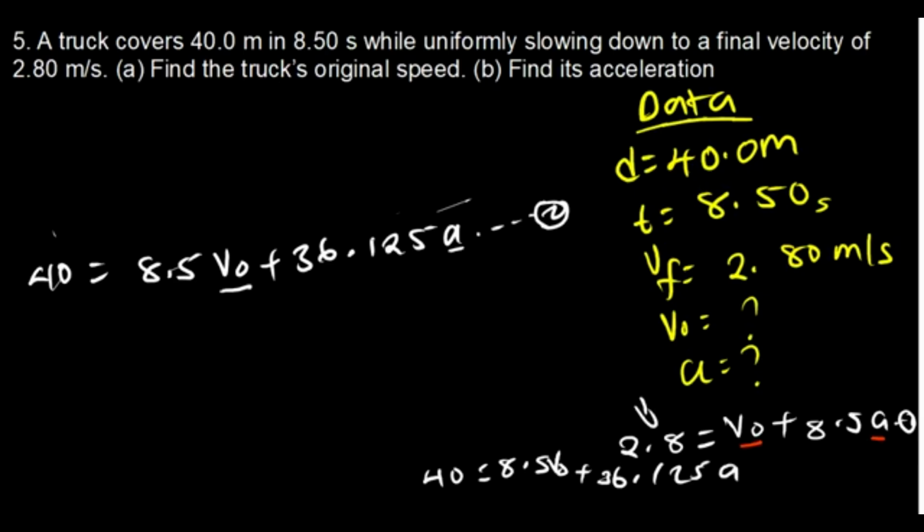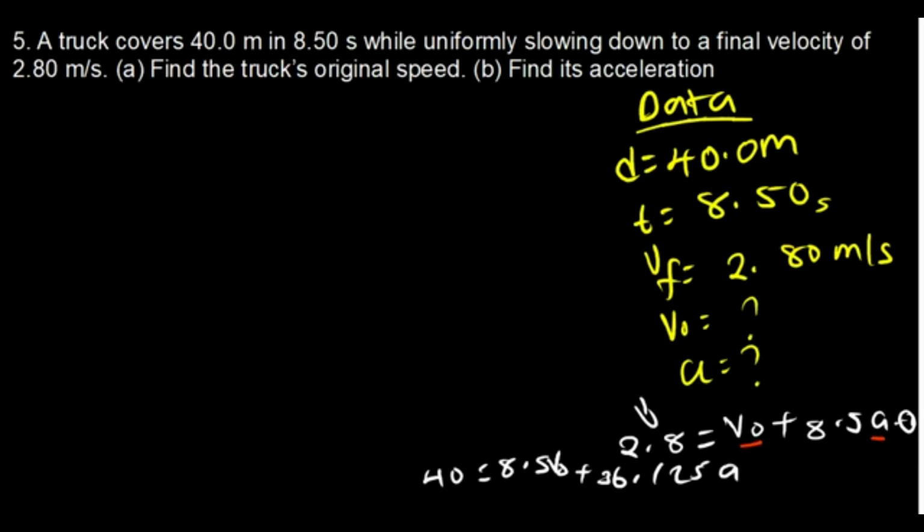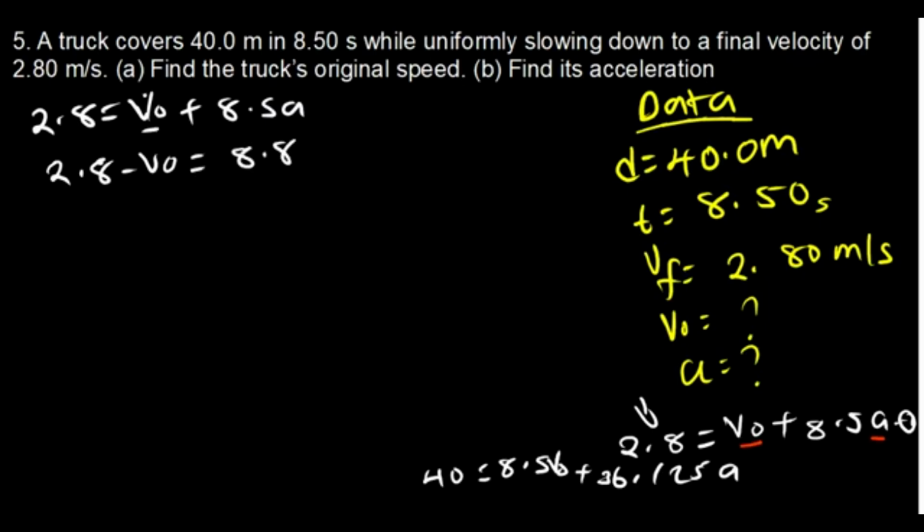Now the first equation, we're going to solve for a. We make a the subject of the formula, so the equation is 2.8 equals v initial plus 8.5 times acceleration. We can shift the v initial to the other side. It's going to be 2.8 minus v initial. I've just shifted this one to the left hand side, it was positive, now that it has gone to the left hand side, it's going to be negative. So this is going to be equal to 8.5 times a.